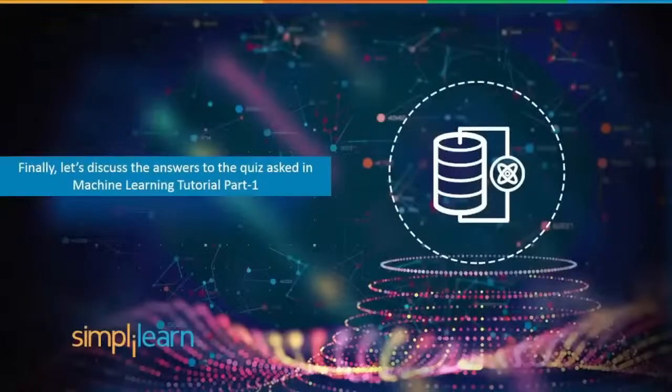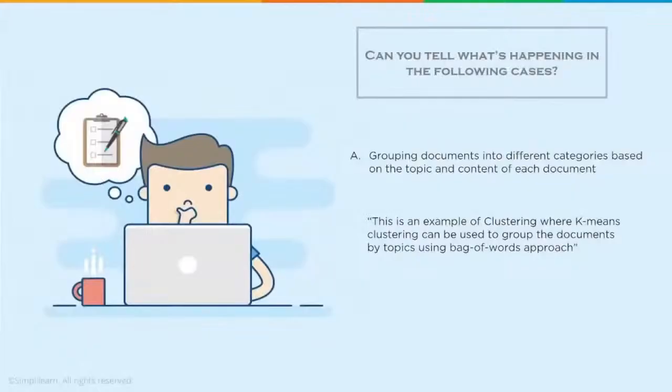We're going to go in there and let's discuss the answer to the quiz asked in Machine Learning Tutorial Part 1. Can you tell what's happening in the following cases? A, grouping documents into different categories based on the topic and content of each document. This is an example of clustering, where k-means clustering can be used to group the documents by topics using a bag of words approach. So if you've gotten that you're looking for clustering, and hopefully you had at least one or two examples like k-means that are used for clustering different things, then give yourself 2 thumbs up.